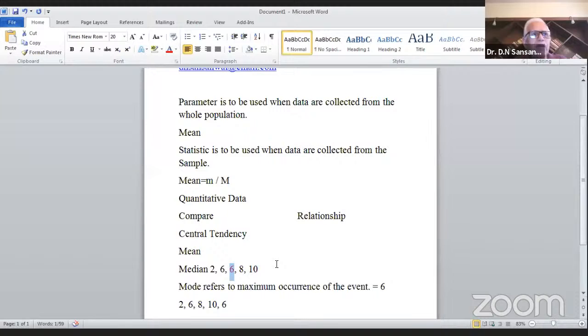Median means the middle one, the point above which 50% of the cases lie and below which 50% of the cases lie. So this is the middle one. See, when you have seen a seesaw, in the seesaw, that one rod is in between.